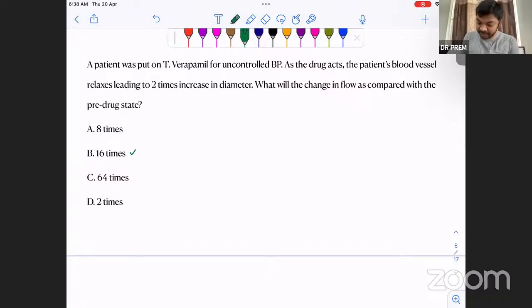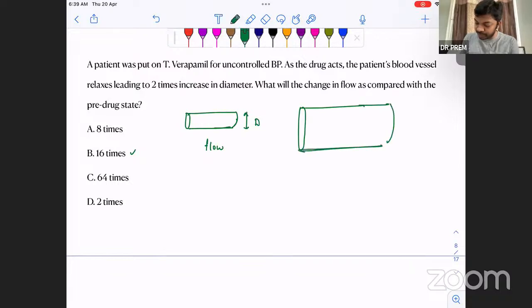We have a blood vessel here, and this blood vessel is normal. We have blood flow happening in this vessel. After a drug has been administered, the diameter of the blood vessel is increased. That's what the question says. The diameter increases from the original diameter of 1D all the way to an increased diameter of 2D, doctors. It's going to be 2D.